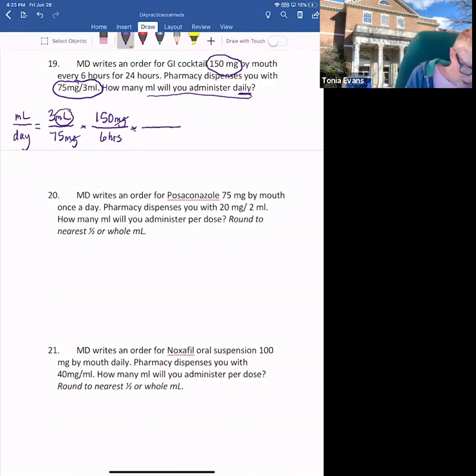So one extra little step here. So 6 hours, I need to get rid of hours next. I know that there are 24 hours in a day. So my hours cancel out. And I've got milliliters per day. Everything else is canceled out. So I can do my math. 3 times 150 times 24 divided by 75 divided by 6 equals 24 milliliters per day.